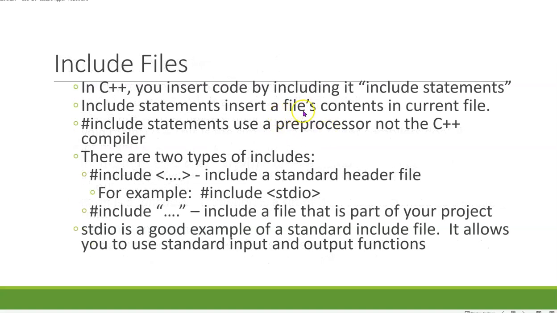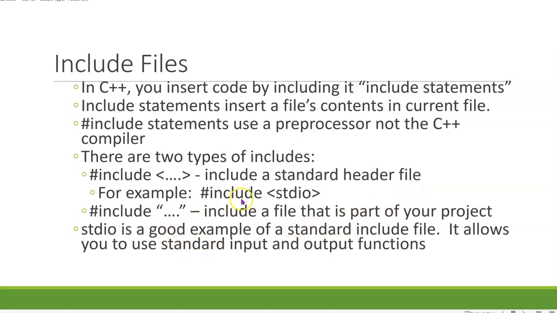In C++, you insert your code by including it. Include statements tell the compiler to include another file's contents. Pound include statements are what are used in C++, and they're called preprocessor statements. They're actually not part of the language. There are two different types of includes. There's include with brackets, which includes a standard header file that's part of C++, for example, include iostream. Pound include with quotes is a particular part of your project.